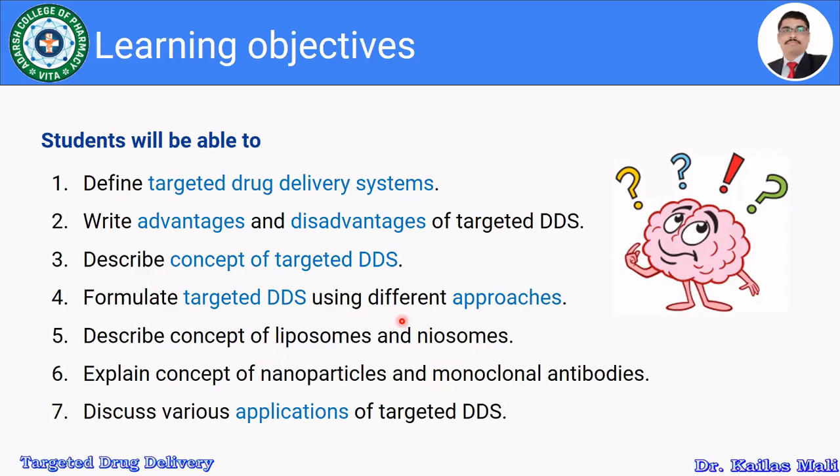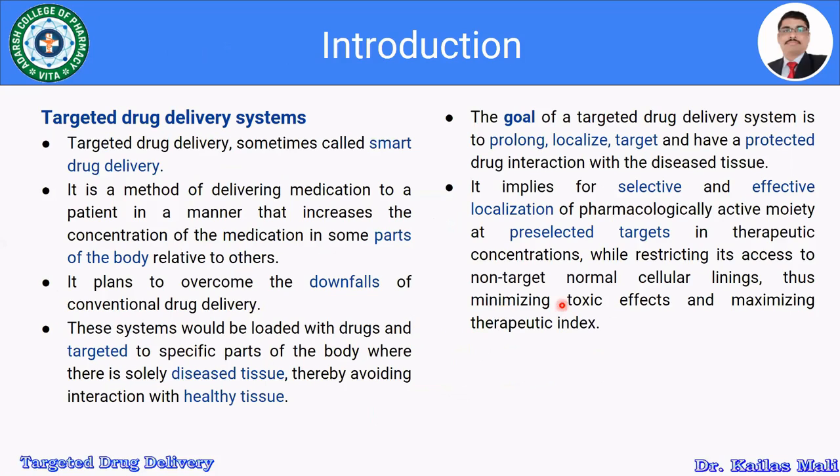So let us move towards the introduction to the targeted drug delivery system. The targeted drug delivery system is said to be the smart drug delivery. As all of you are aware about the disadvantages of conventional drug delivery system, there is a large fluctuation and a large dose is required, isn't it?